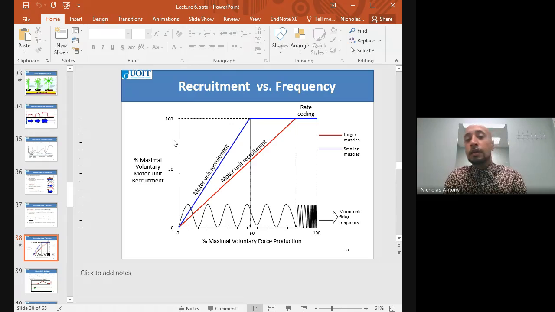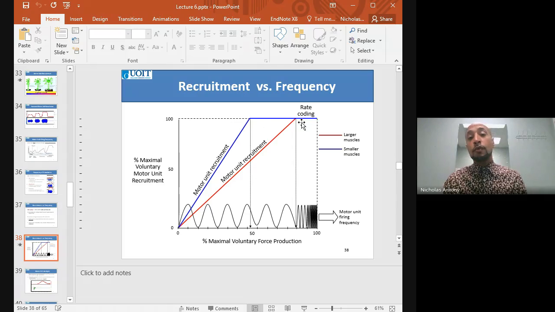And what this chart is meant to describe is the difference between small muscles versus big muscles. So in blue, we have a small muscle, let's say it's the first dorsal interossei. It's a finger muscle, very, very small. So at 100% of motor unit recruitment, because it's so small, you're only at 50% of the force generation ability of that muscle.